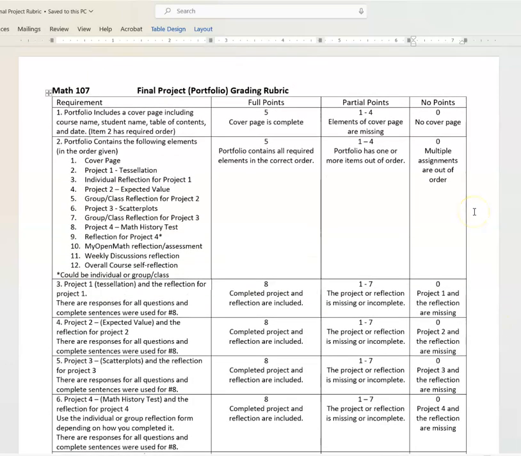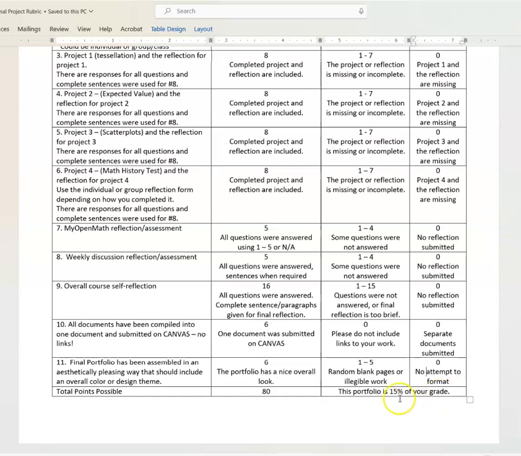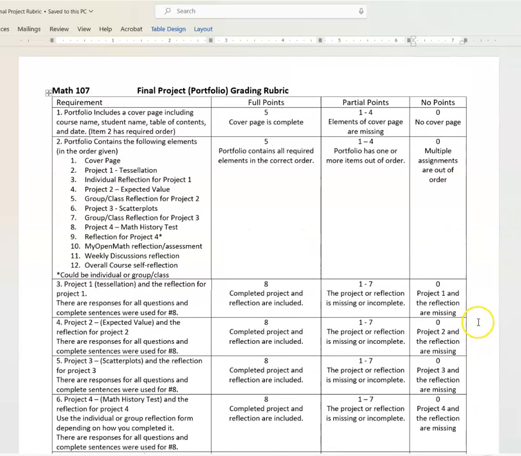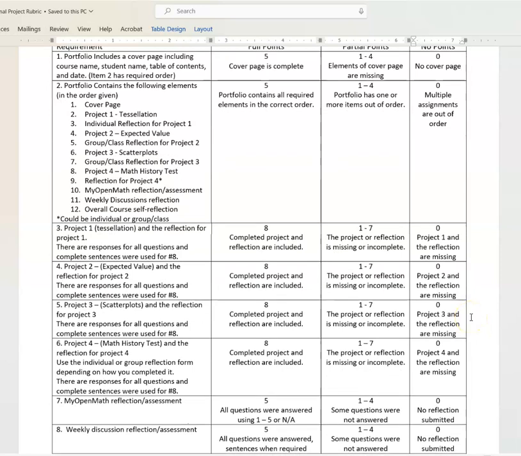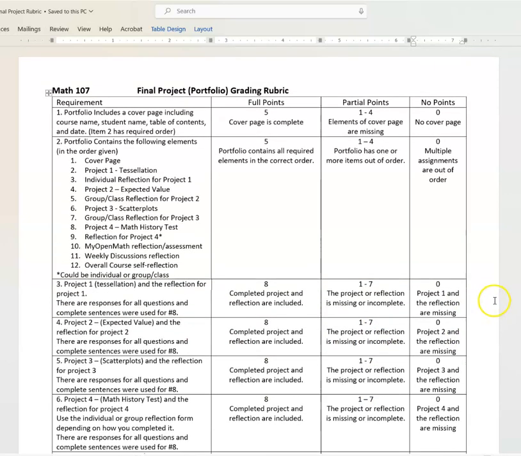This is everything you need to have for your portfolio for your class. This is 15% of your grade, so it's pretty significant. And if you didn't do one of the projects, if you just skipped it, you can still do a reflection and let me know why you didn't do it. You could at least get a few points even if you didn't choose to do a project.